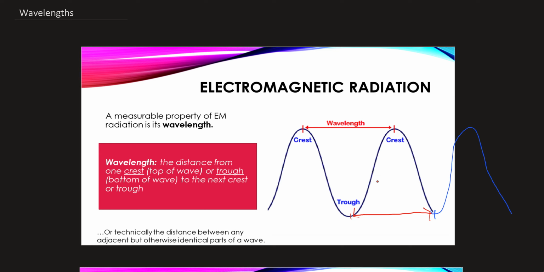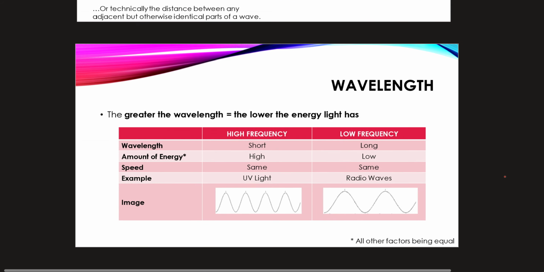Now, we don't necessarily always have to measure a wavelength from a crest to a crest. As you can see here, technically the distance between any adjacent but otherwise identical parts of a wave is also considered a wavelength. So if we were to take this point right here and this point right here and draw a line between these two, this would also be the same amount as these two, and this would also be considered a wavelength. Moving on to the next slide right here.